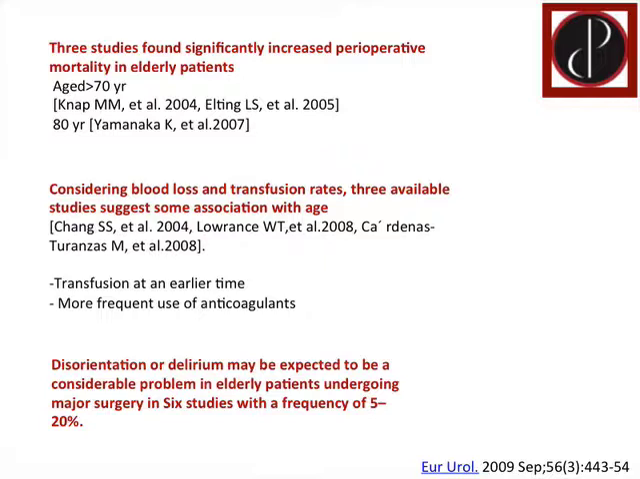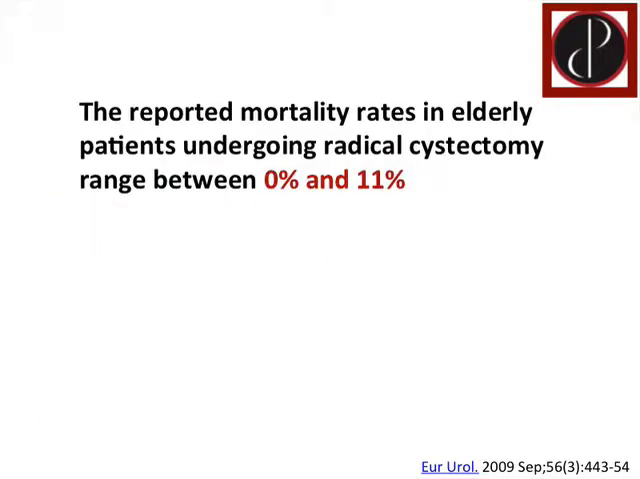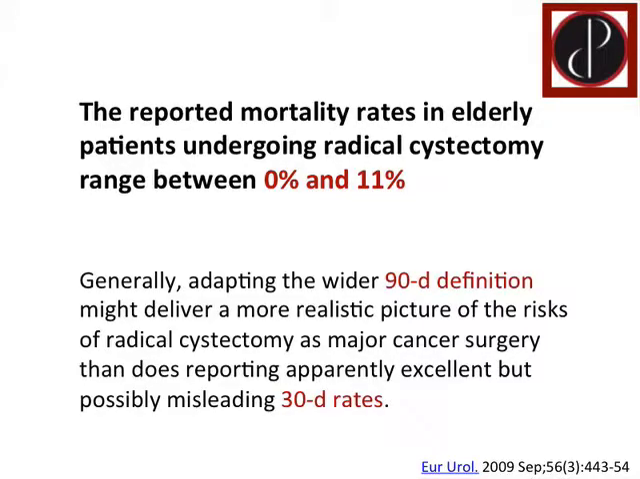Also more blood transfusion or blood loss, probably because of our lower threshold to give the patient blood when he is older, or they are on more anticoagulation than the other group of patients. And we know that delirium is more common in this group of patients. 6 studies actually showed a 5 to 20% chance of delirium after cystectomy. And the mortality is between 0 to 11%. But interestingly, if we define the post-op course as 90 days as opposed to 30 days, it seems that it should be more accurate.